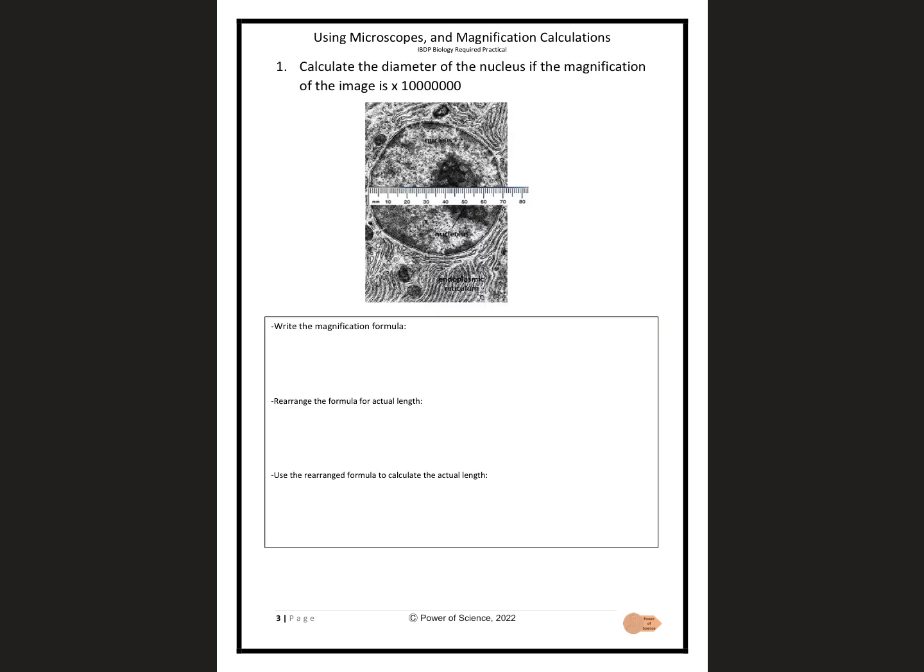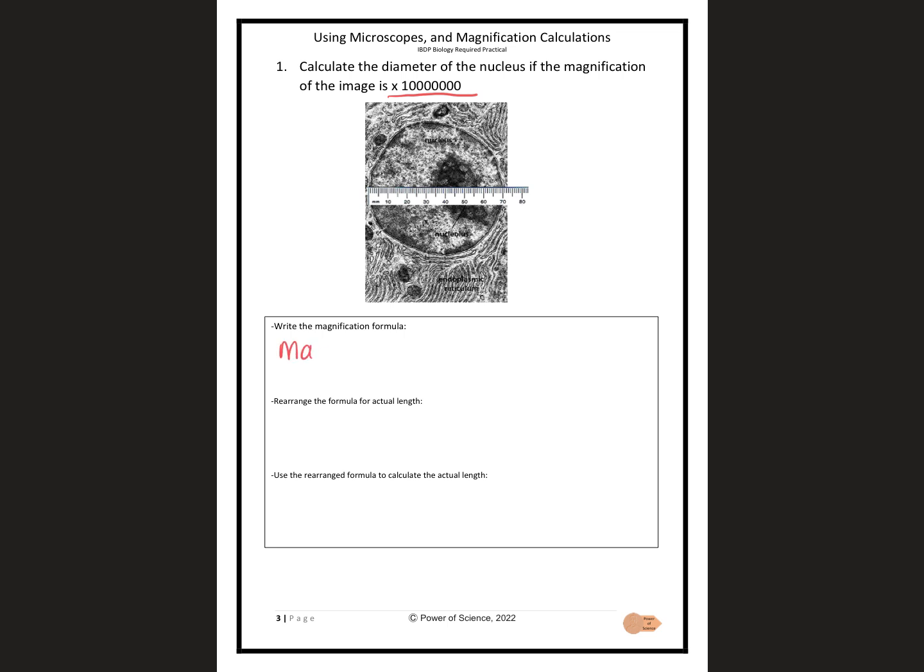Okay, so here is the first problem. It says calculate the diameter of the nucleus if the magnification of the image is, and I believe that's 10 million. Yeah, 10 million. Okay, so it says write the magnification formula. It's going to ask you to do this every time. You don't have to do it each time, but it is a good formula to remember.